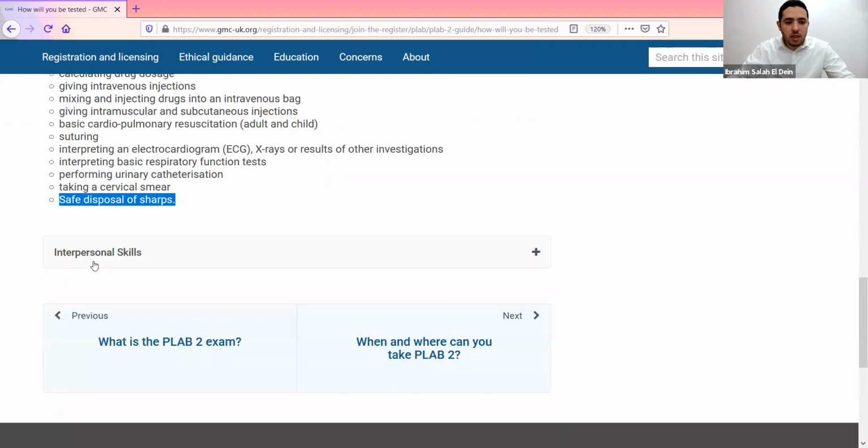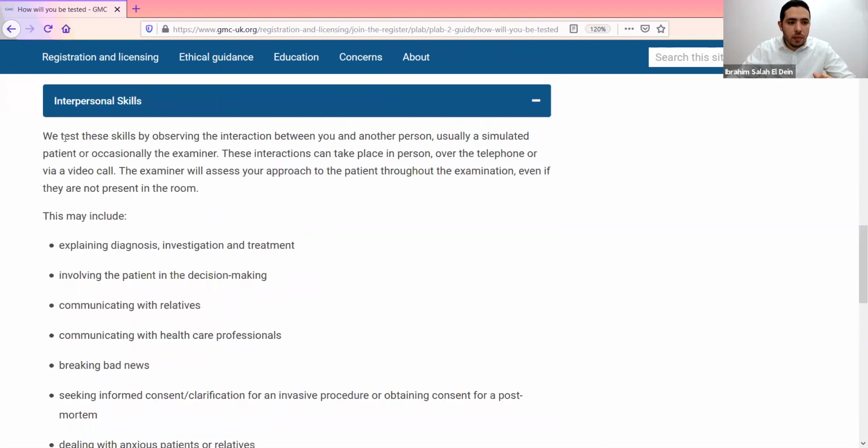Okay. After that, the interpersonal skills. We test this skill by observing the interaction between you and another person. Maybe from the camera, or the examiner will be with you in the same room. Usually a simulated patient, or occasionally the examiner. This interaction can take place in person, over the telephone, or via video call.